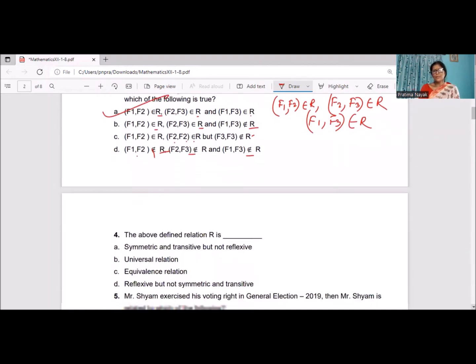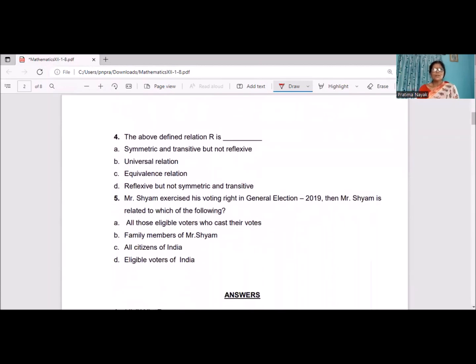Next is the fourth part. The above defined relation is R, that means the relation defined in your question number 3. Question number 3 was about F1, F2, F3. They all belong to set I, that means senior citizens who are eligible for casting vote.